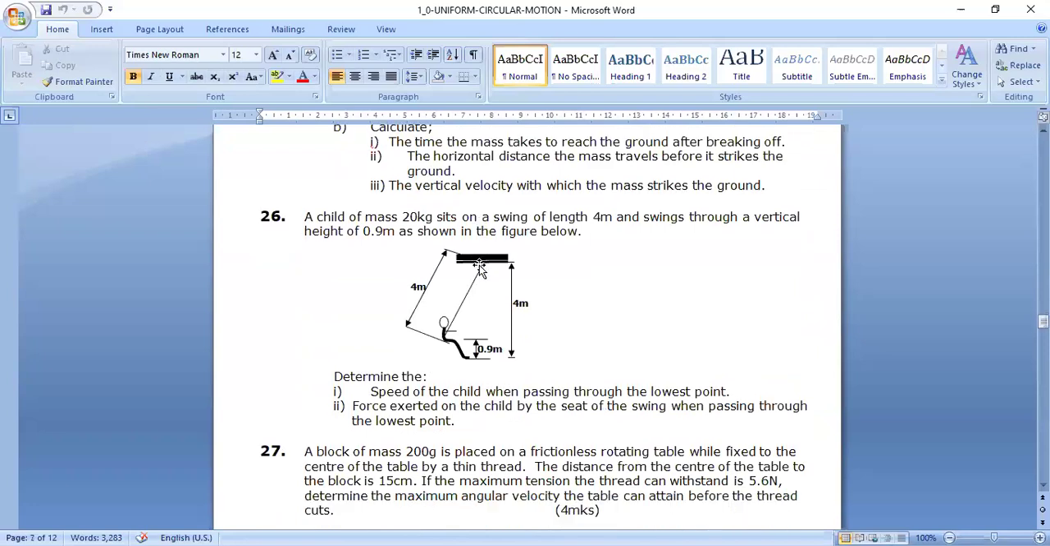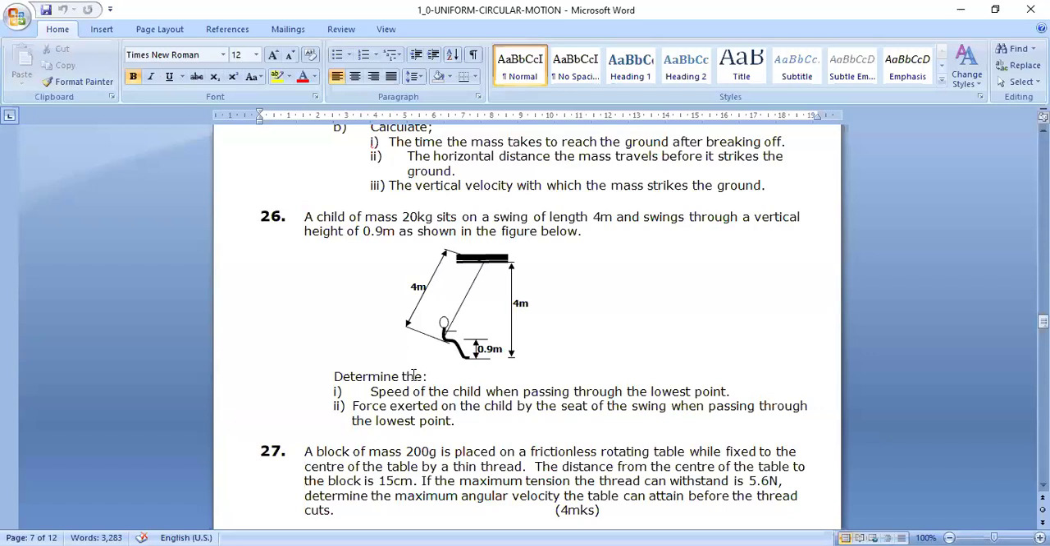Number 26 is another application question. A child of mass 20 kilograms sits on a swing of length 4 meters and swings through a vertical height of 0.9 meters as shown below. Determine the speed of the child when passing through the lowest point. So for us to find the speed, which is linear speed, remember this child is tracing an arc length of a circle. So the circle is supposed to be round that way, but he's only tracing a small portion of it. Therefore, potential energy lost equals kinetic energy gained. So you say PE lost equals KE gained.